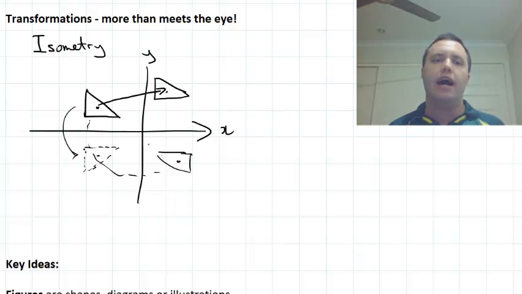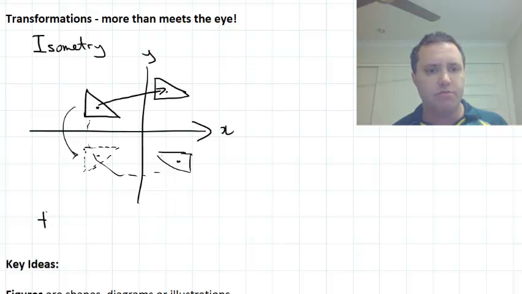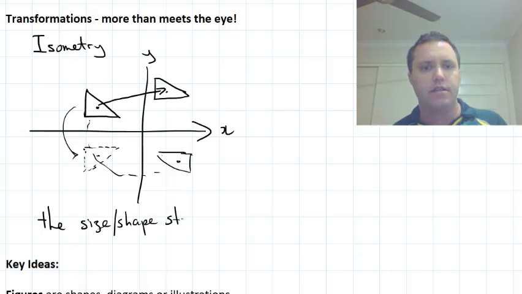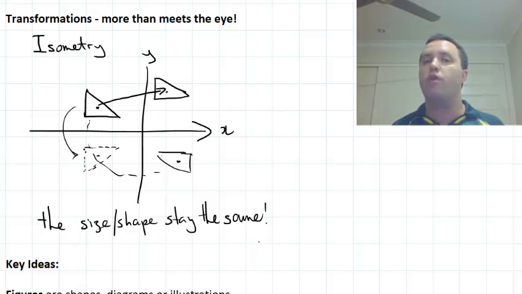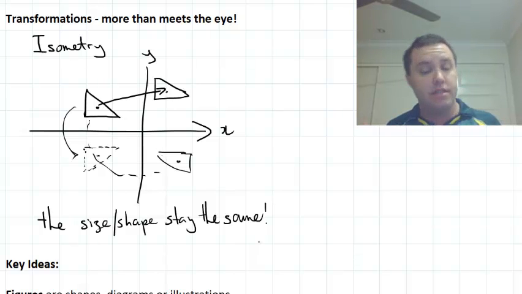The important thing is that the measurement, the size and shape, stay the same. It's really important. That's the main thing we need to worry about in these ideas of congruence. At this grade 8 level, these are the only types of transformations you're going to be worrying about.